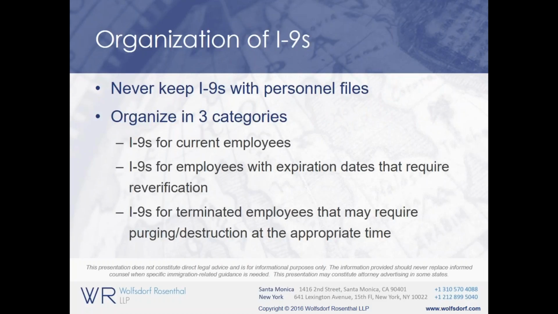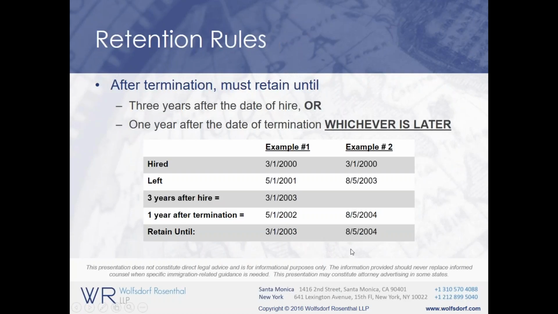A quick heads up on organization of I-9s. Never keep I-9s with personnel files. We tend to suggest organizing in 3 different categories: I-9s for current employees, those for employees with expiration dates that will require re-verification, and those for terminated employees that may be destroyed at the appropriate time. When is the appropriate time to destroy them? After termination, you must retain them until either 3 years after the date of hire or 1 year after the date of termination, whichever is later.